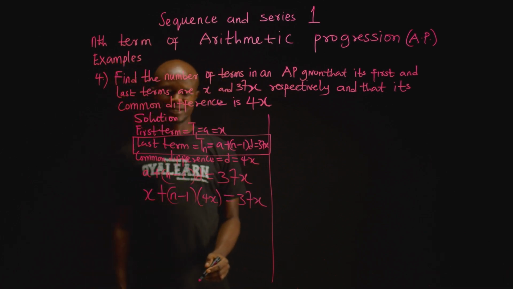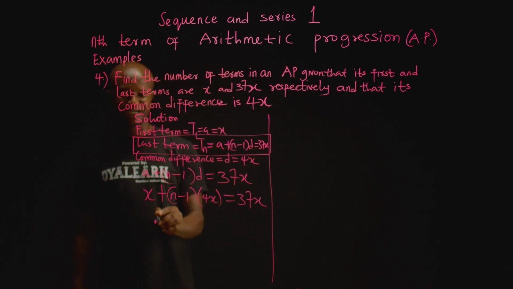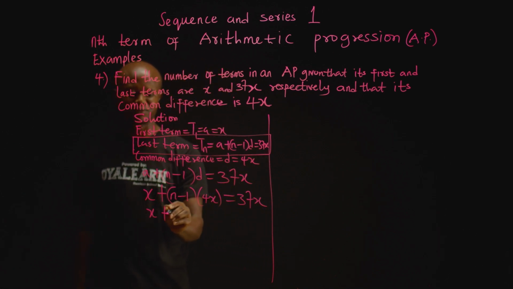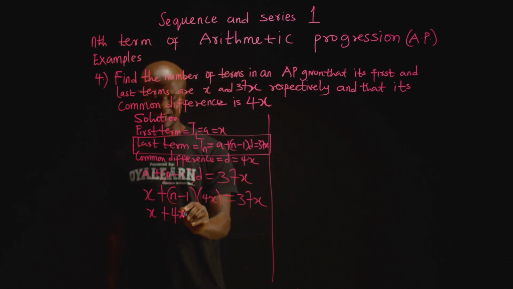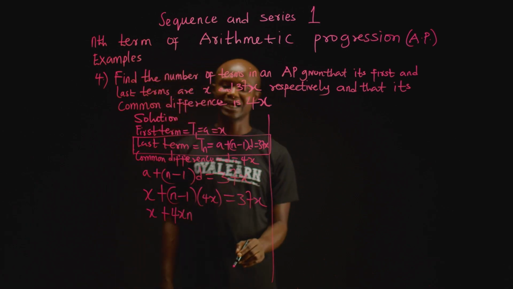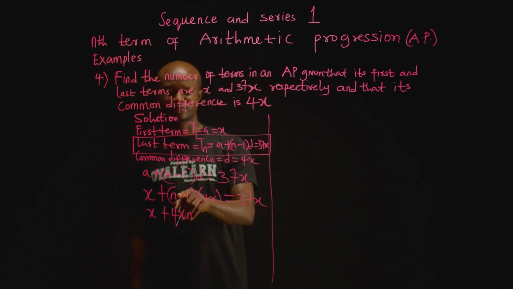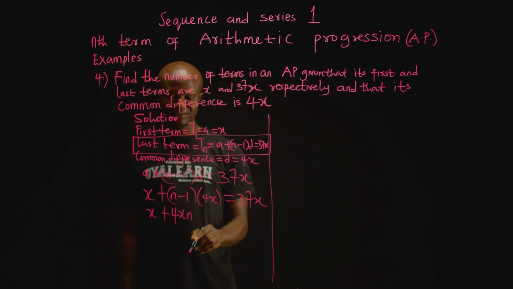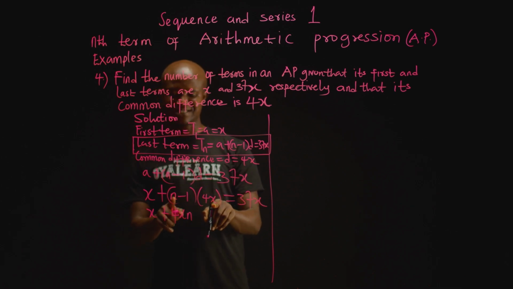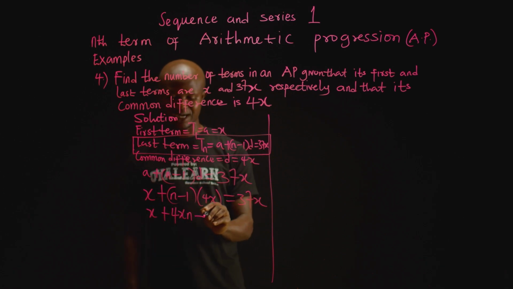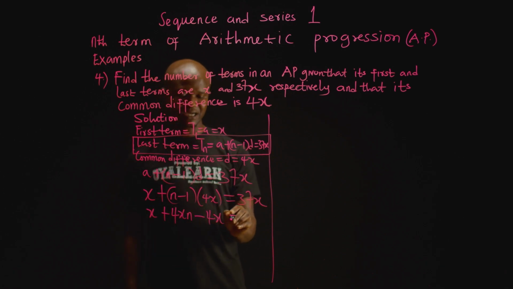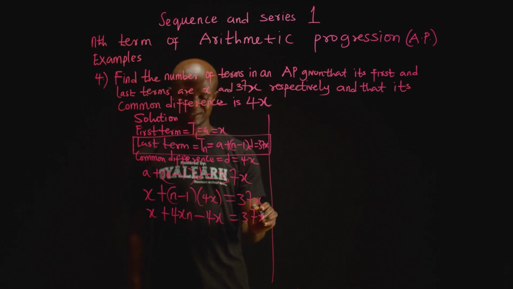Now, the next thing to do is to expand the bracket. We now have x plus 4x times n, we have 4xn. Then from here we have (n minus 1) times 4x. 4x times n, we have 4xn. Then 4x times minus 1, we have minus 4x. And this equals 37x.